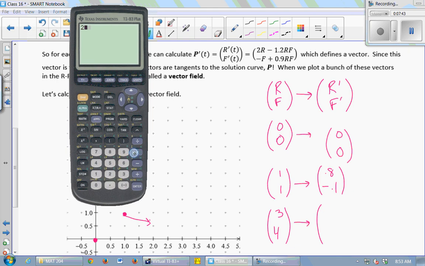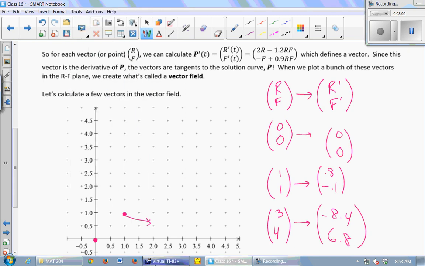Okay, so I have 2 times 3 minus 1.2 times 3 times 4, negative 8.4, and then negative 4 plus 0.9 times 12 is 6.8. All right, so at the point (3, 4), I'm going to put a vector (negative 8.4, 6.8). So it would point left 8.4, up 6.8. So this would be a really long vector, like something like this.